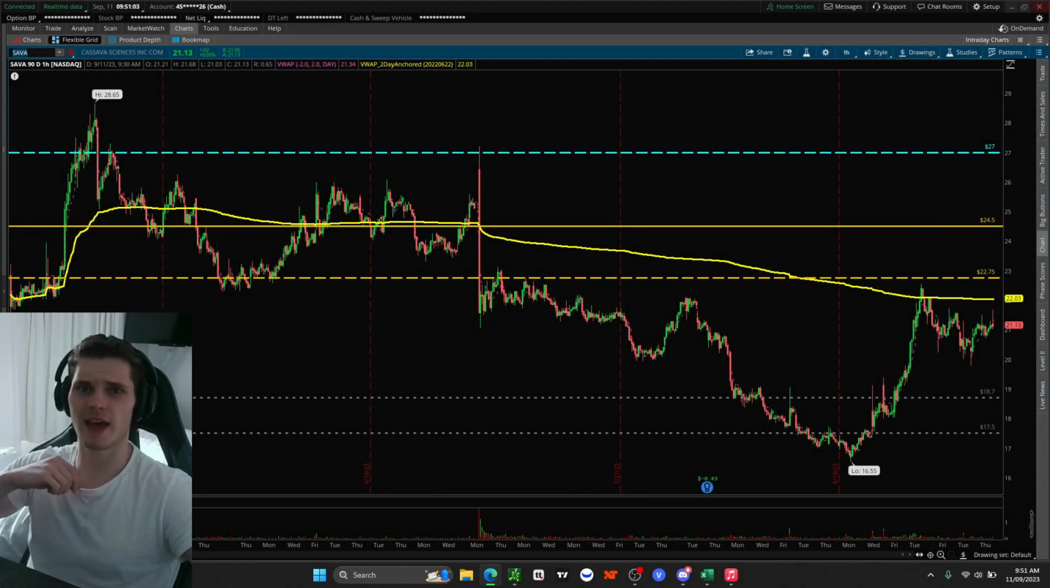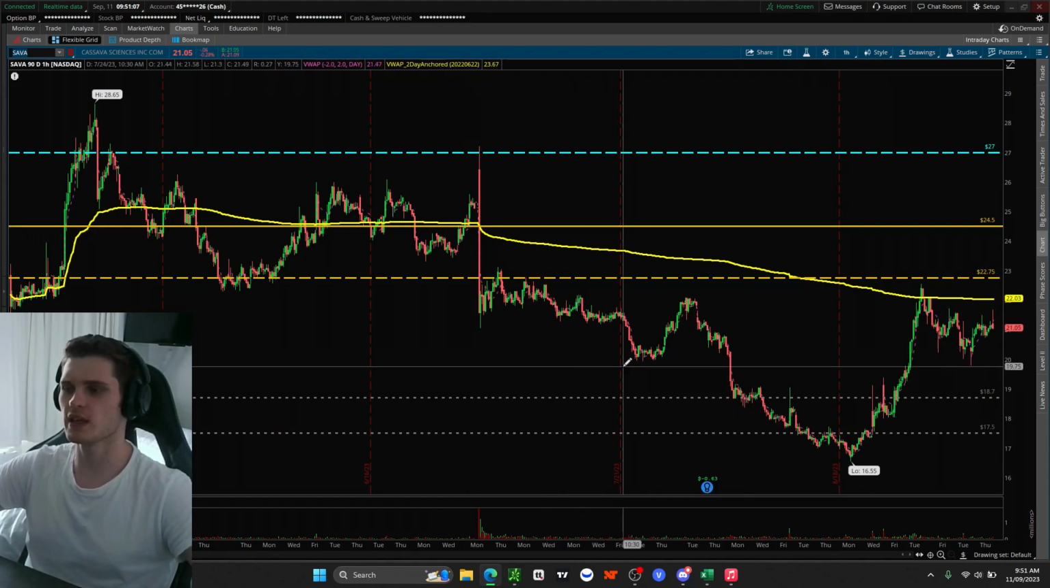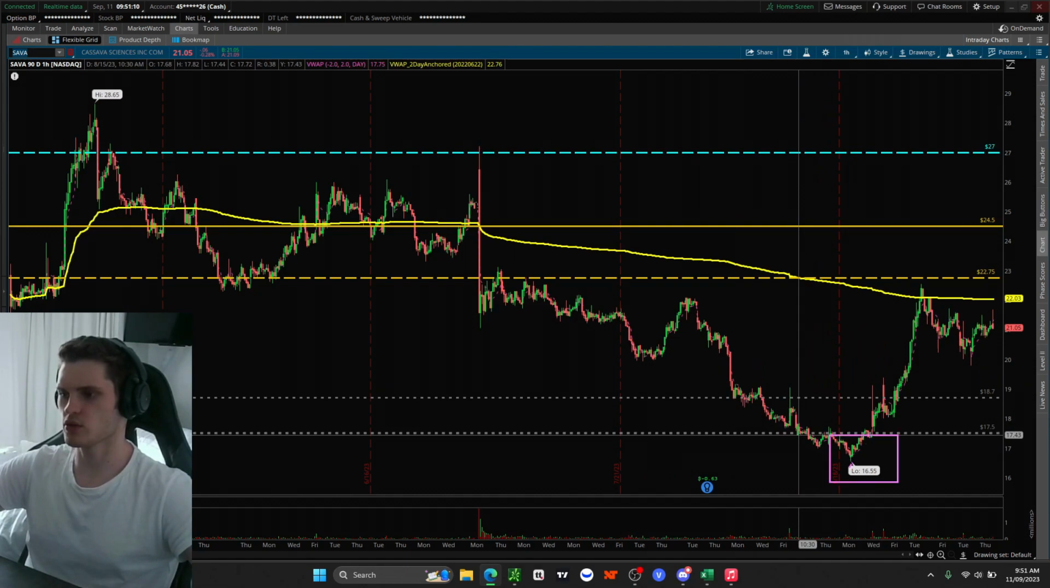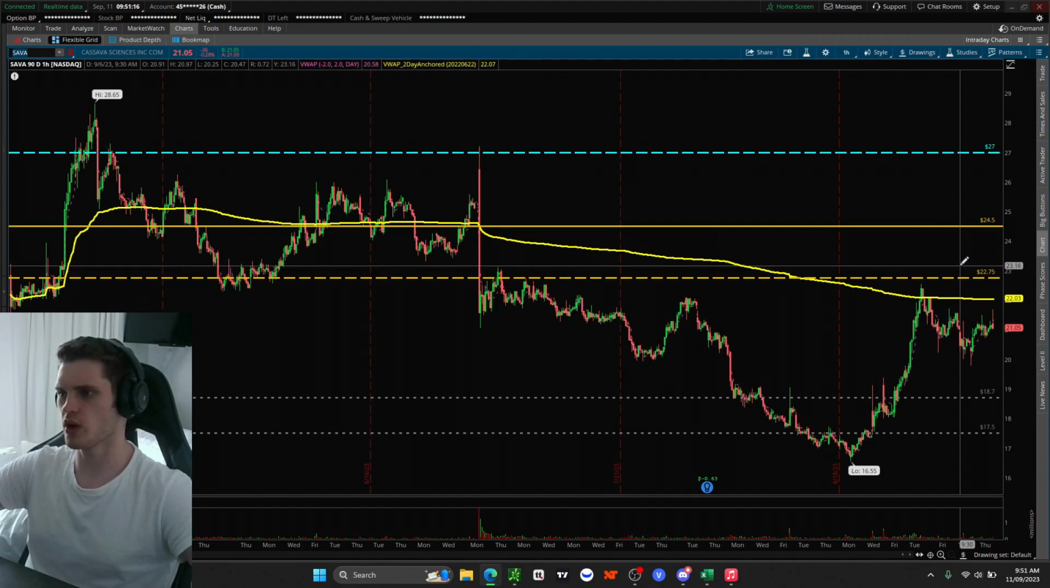Cassava Sciences, ticker SAVA, is the stock we're going to be analysing today. So what are going to be the key levels we're paying attention to? This stock has kind of bounced off this low and we are pushing to the upside. So what are going to be key resistances, because that's what we'll cover first.